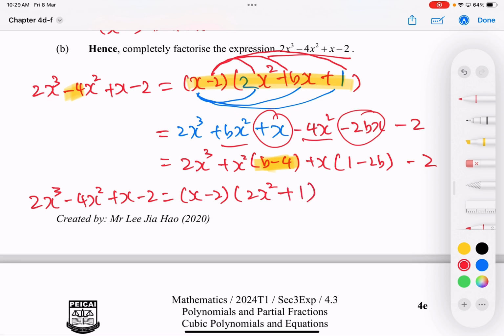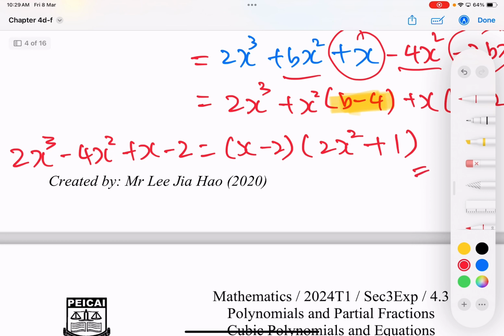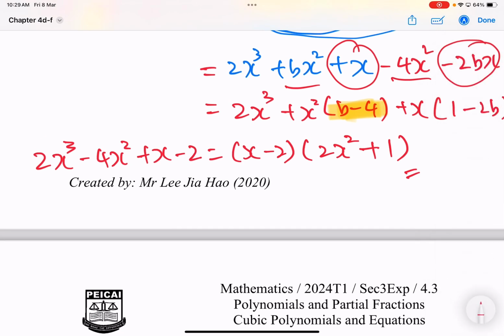If b is 0, it will just be plus 1. That's all. This is how you completely factorize it. Okay?